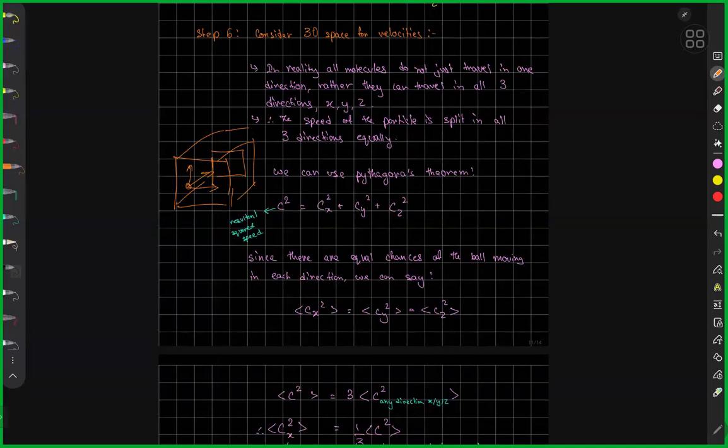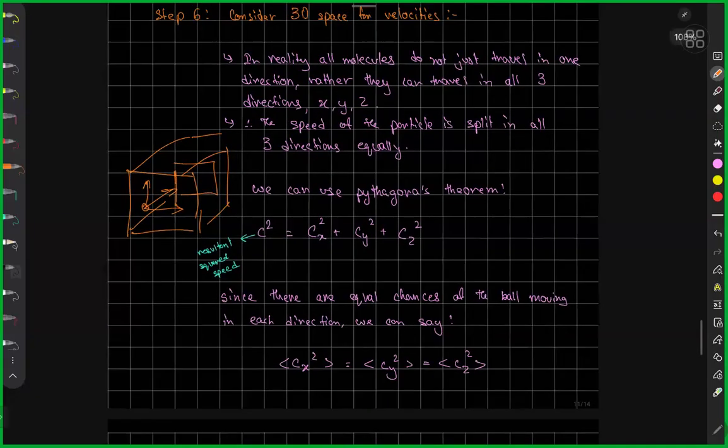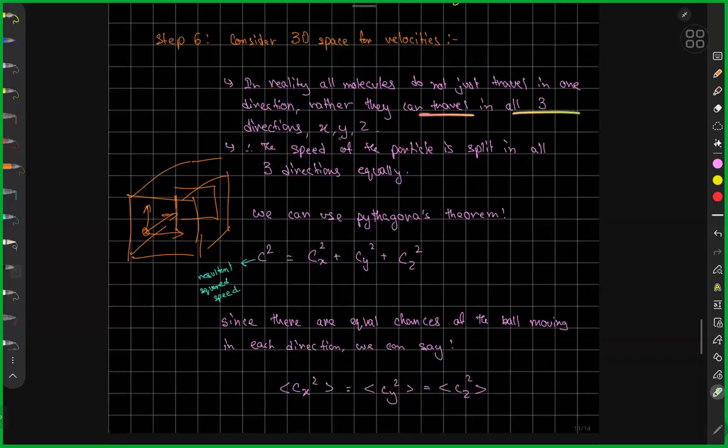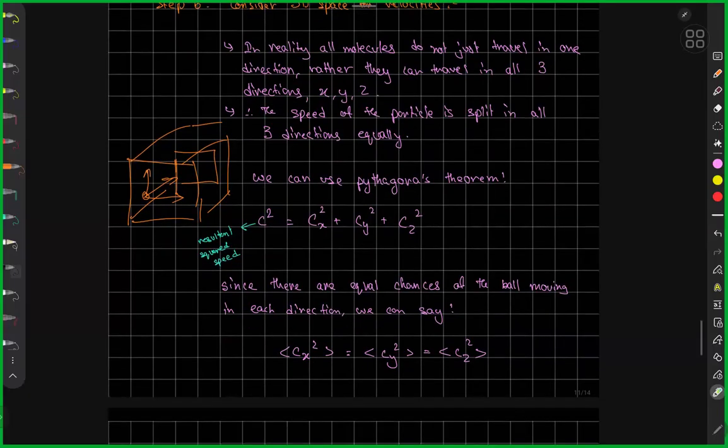So in reality, all the molecules do not just travel in one direction; rather, they can travel in all 3 directions, X, Y, and Z. The speed of the particles is split in all 3 directions equally. Whatever the true speed of the particle is, let's say, to make it simpler, if a particle over here is traveling in this direction, there is an X component, a Z component, and a Y component.